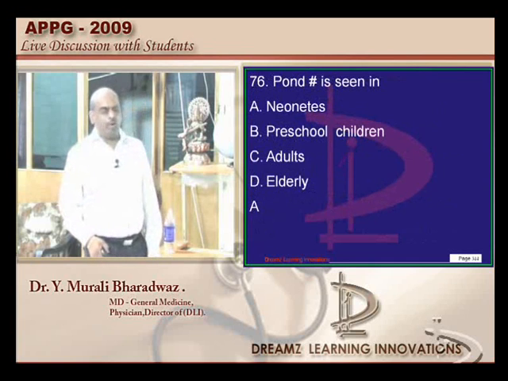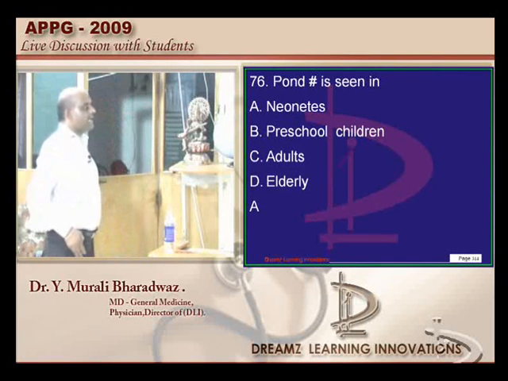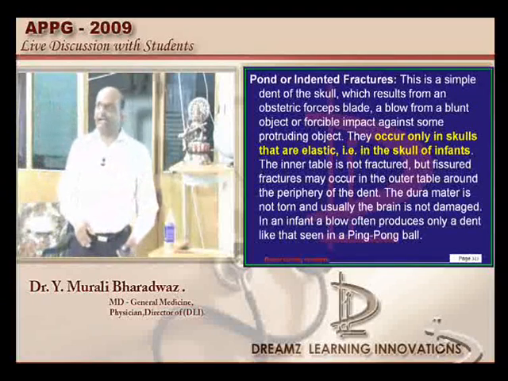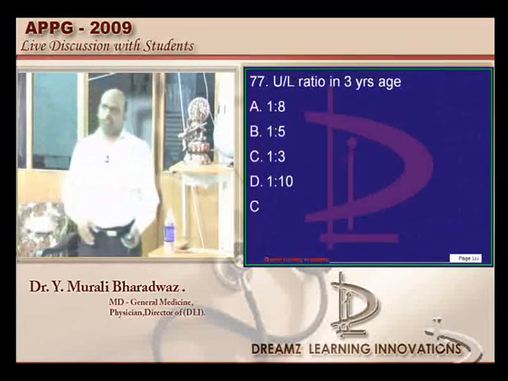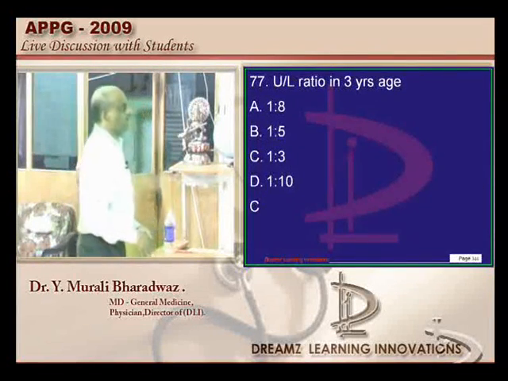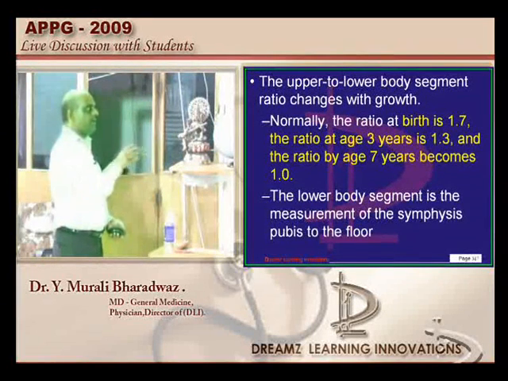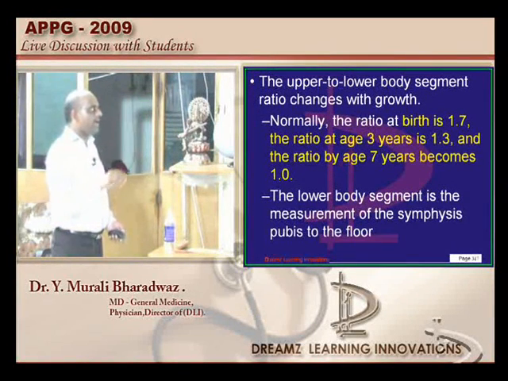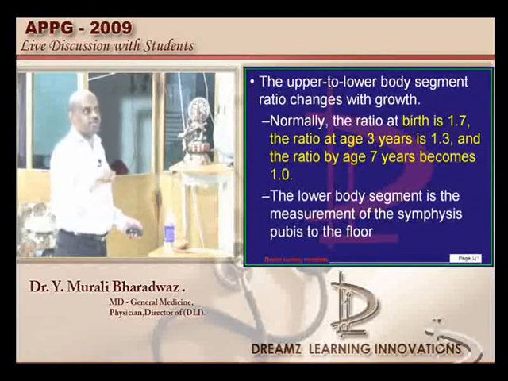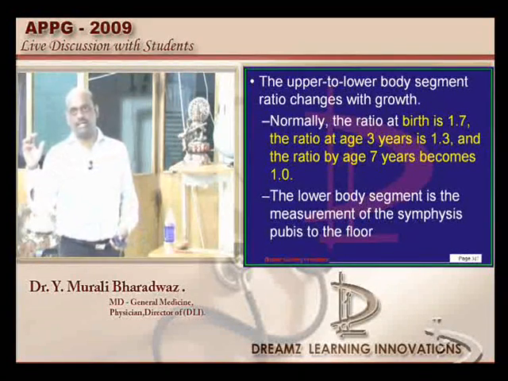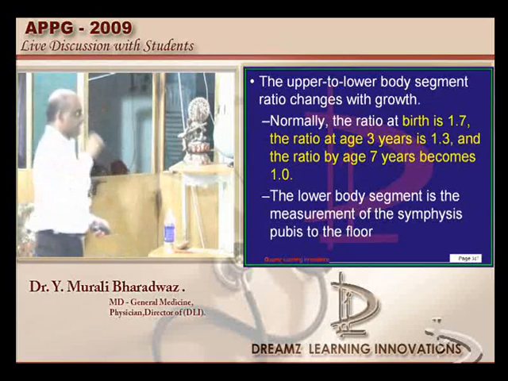Now where do you find the Pons fracture? It is in the skull of infants that the Pons fracture is a known fact. Then the upper segment to lower segment ratio is 1.7 at birth and it becomes 1.3 by age 3, and it is 1.0, equal segments, by the age of 7 years. These are well known figures.